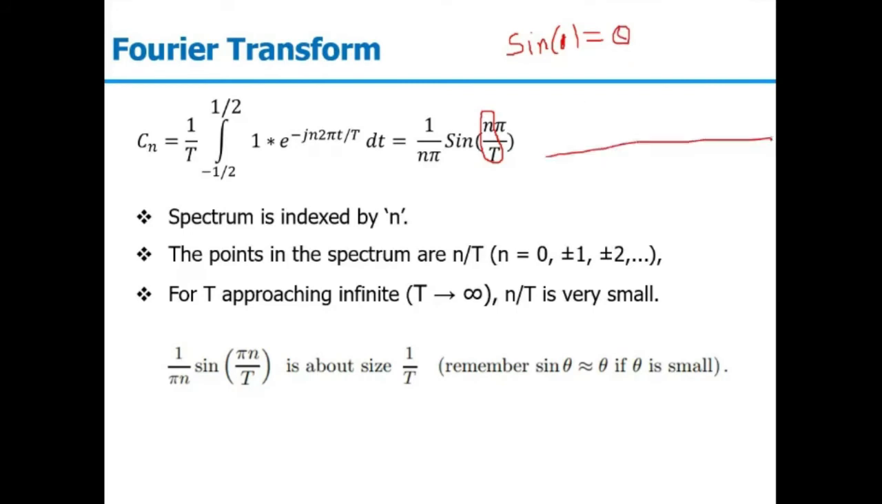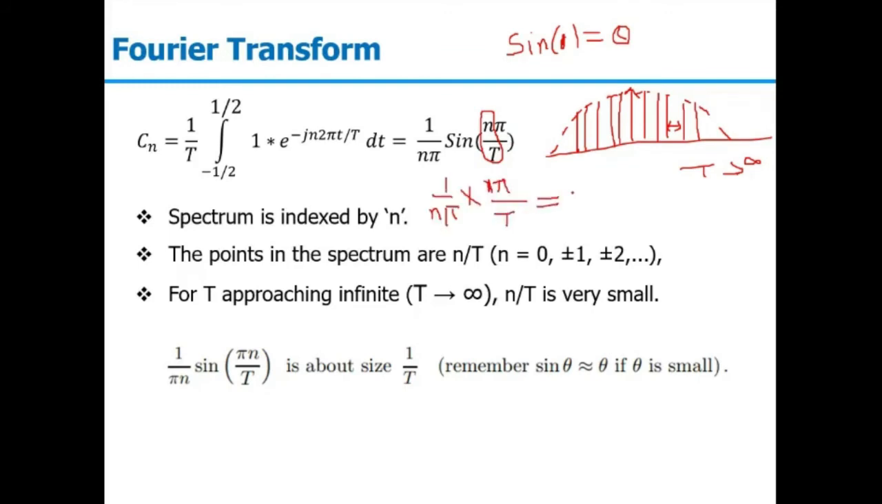It means suppose we have some signal something like this. I'm taking a random signal. This value will depend on the value of n, in this case n by T. So when T is approaching infinite, this gap starts merging. So the discrete signal is going towards a continuous signal. When sine theta is equal to theta, we can write this as 1 upon n pi into n pi by T. And that is nothing but 1 by T only. So that is the problem here.